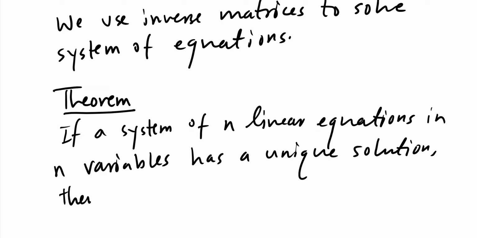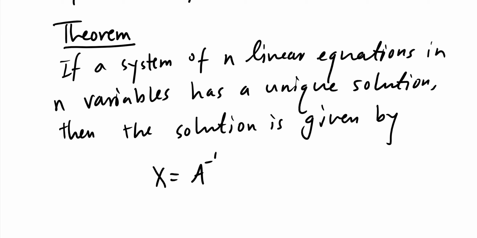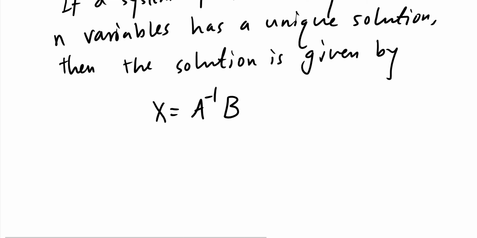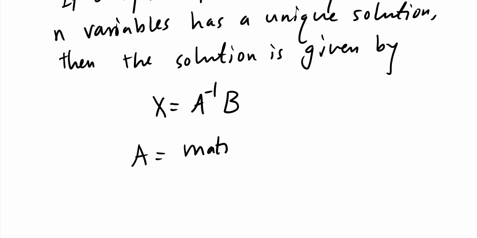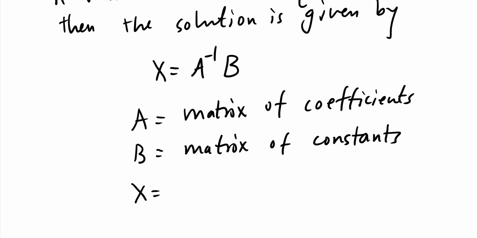then the solution is given by X equals A inverse times B, where A is the matrix of coefficients, B is the matrix of constants, and we'll see what that means, and X is the matrix of variables.